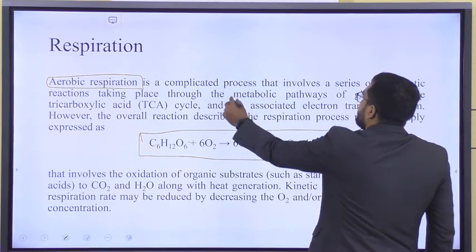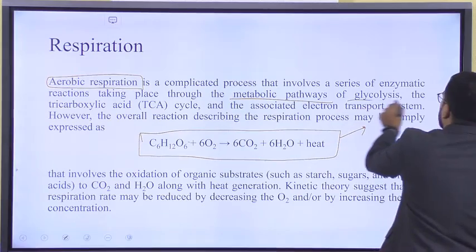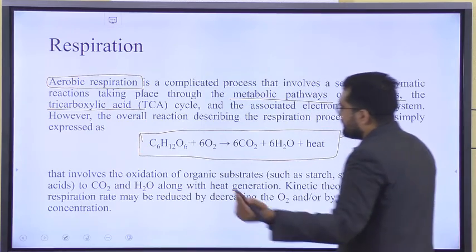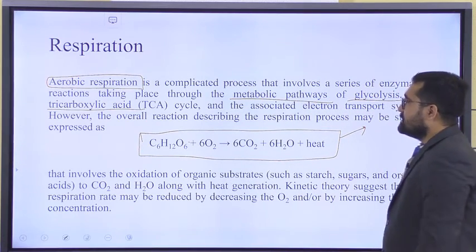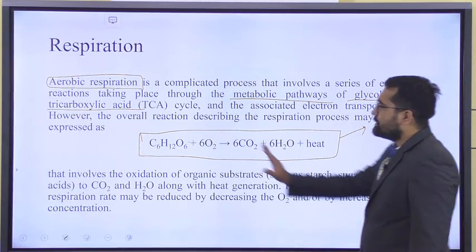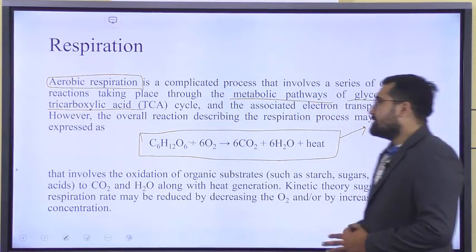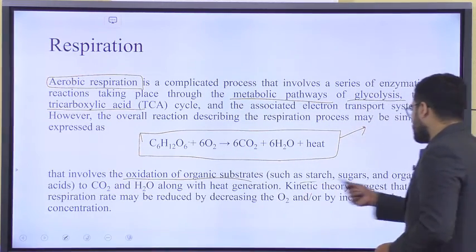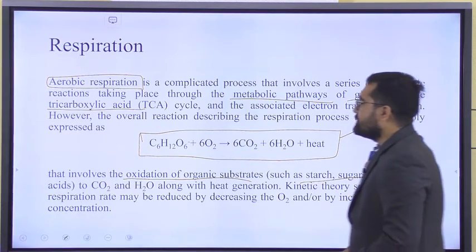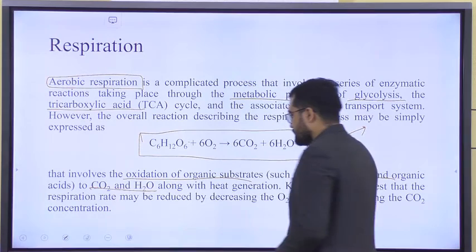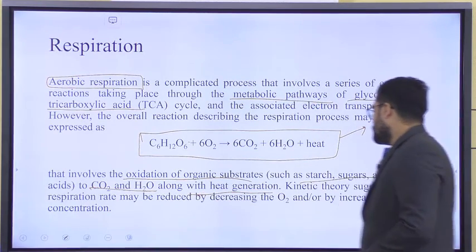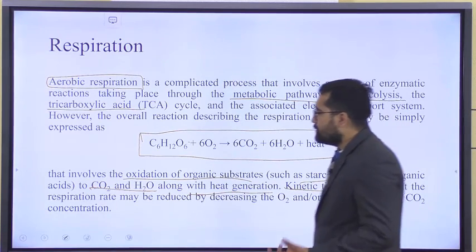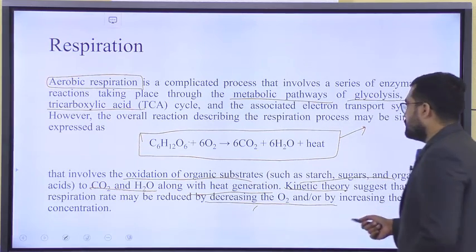There are other things too, like the metabolic pathway of glycolysis and the TCA (tricarboxylic acid) cycle, but let us not consider those cycles. Let's keep a very simple equation. This is what happens when something respires. It involves oxidation of organic substances such as starch or sugars, which releases CO2 and consumes O2, as already discussed, and also generates heat. Kinetic theory suggests that the respiration rate may be reduced by decreasing the O2 level.